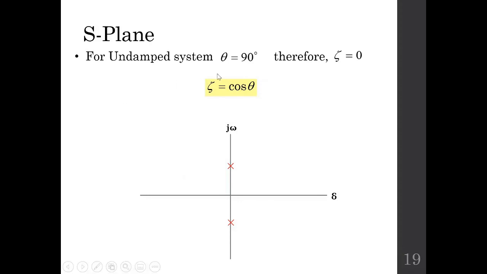The other case is theta equals 90 degrees. If you put theta equals 90 degrees in this equation, you will get zeta equals 0, which means that you are dealing with poles which lie on the imaginary axis and your system will be an undamped system.